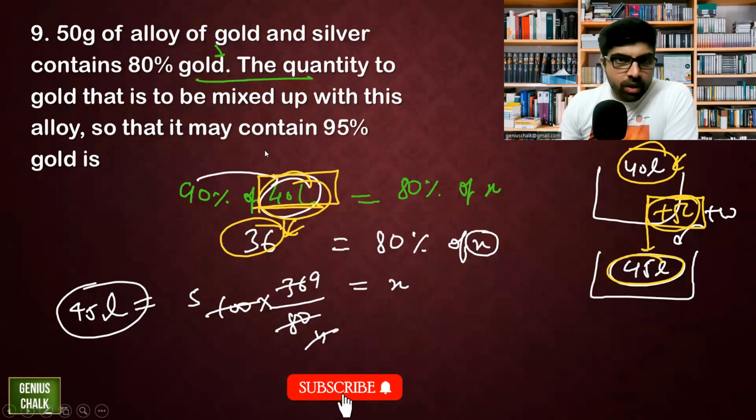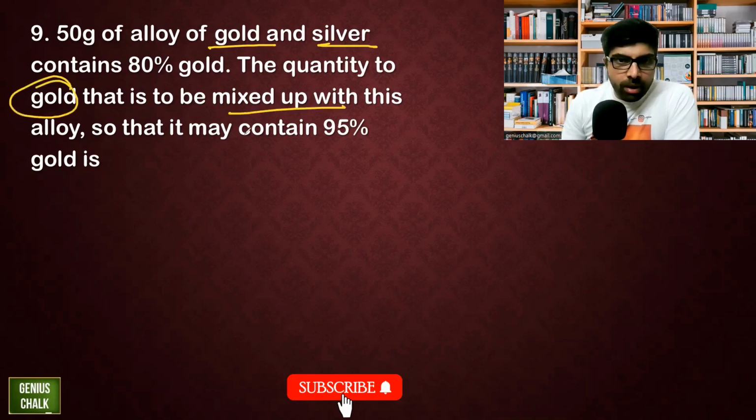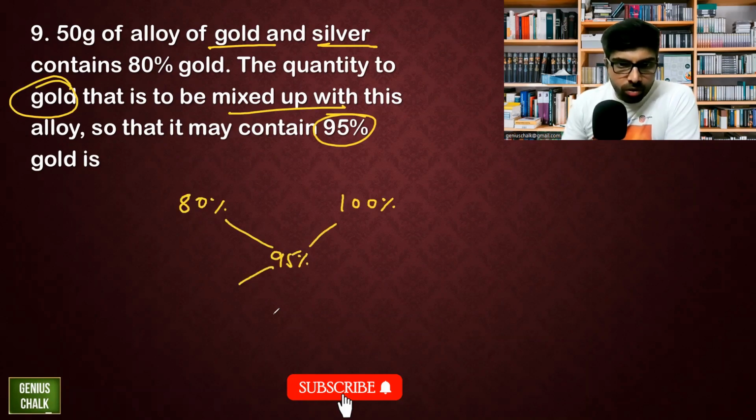Let's solve some more. 50 gram of alloy of gold and silver contains 80% gold. The quantity of gold that is to be mixed with this alloy so that it becomes 95% gold. Now, first method, you can apply alligation. You know that first it was 80% gold. And you are adding gold, so that means you are adding 100%, and overall the gold is becoming 95. So this is 100 minus 95, 5, and this is 95 minus 80, 15.